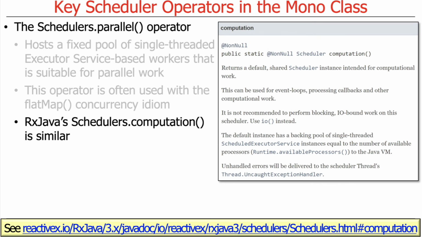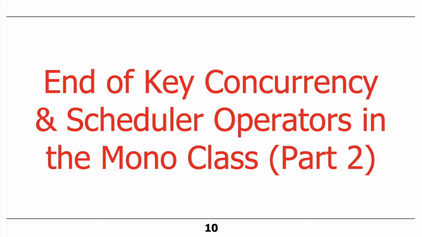There's a computation method in RxJava's Schedulers utility class that works pretty much the same way. So that's a quick overview of key concurrency and scheduler operators that are used with Mono. In this case, it's not really part of the Mono class, and that's by design, but it's part of what you use with the Mono class.